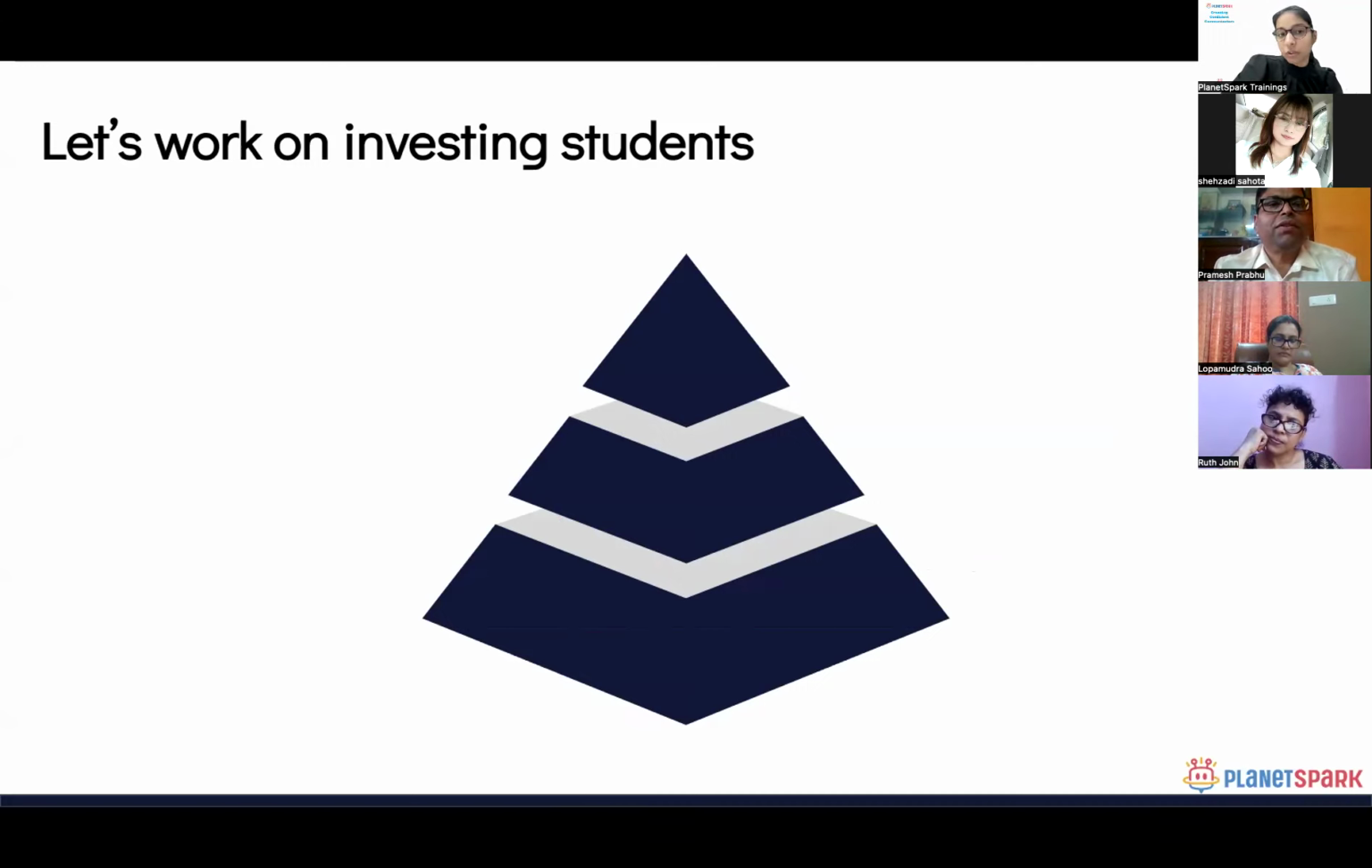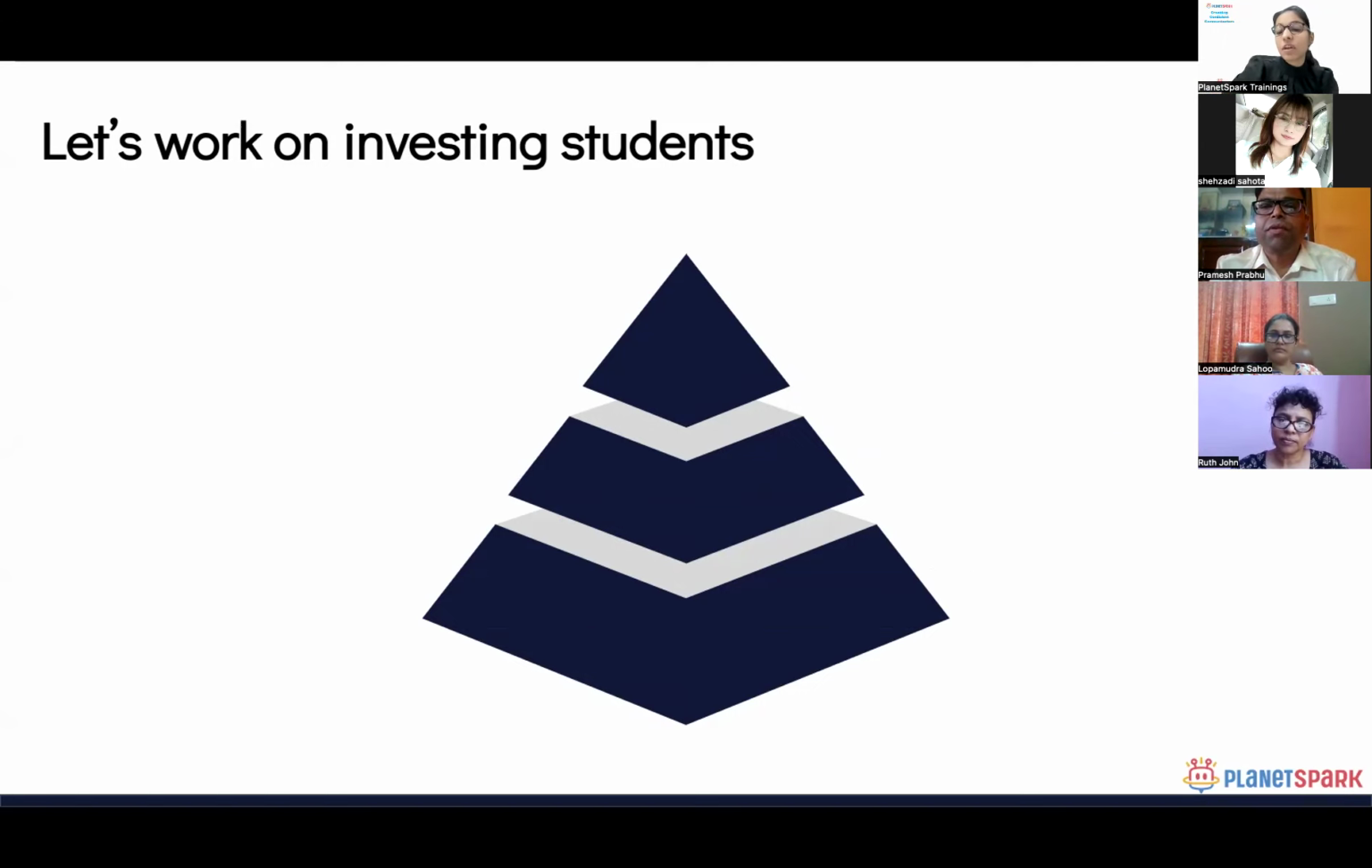We can work towards investing students, and the foundation on which everything lies is actually, wait, I won't tell what it is. Tell me, how do you build your lesson plan? What is that one thing that you always stick to while creating any part of the lesson plan? What's the start? Objectives. Very good. Yes, objective, right?